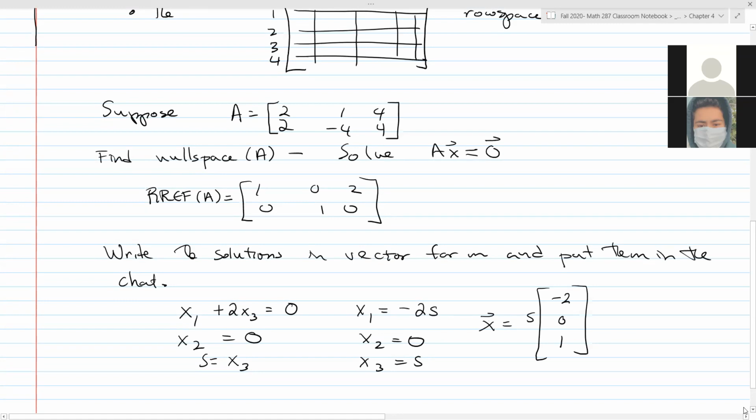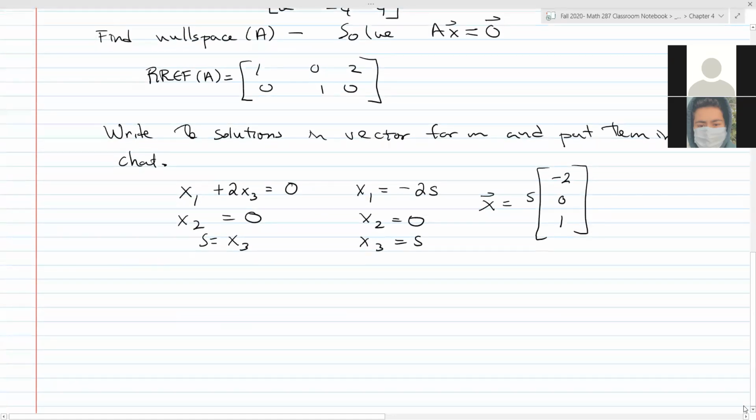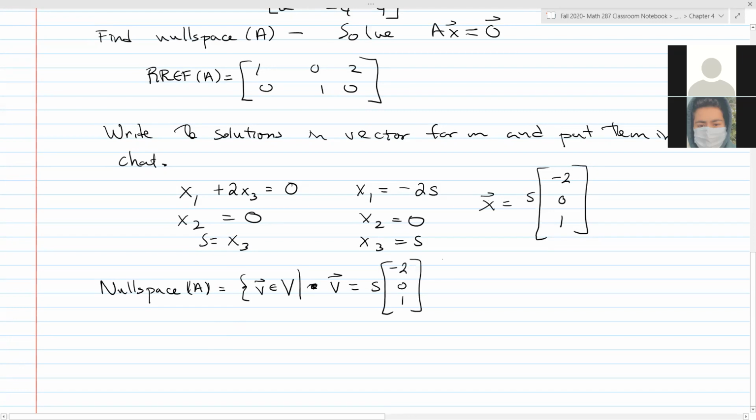So what we're going to do then is say, let's say our null space, that's the solution to Ax equals 0. My null space of A then is going to equal the set of all vectors v belonging to V such that v equals s times (-2, 0, 1) for s belonging to R. And that's what's called our set builder notation.